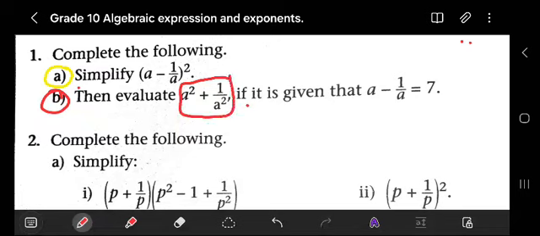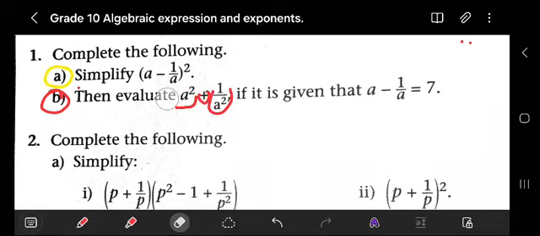If it's given this, how can you evaluate that? How can you check? Here we have a, you must take note there, guys. Here we have a, and then we have a minus 1 over a is equal to what? To 7. Check the relationship here, guys. Here we have a squared plus 1 over a squared.